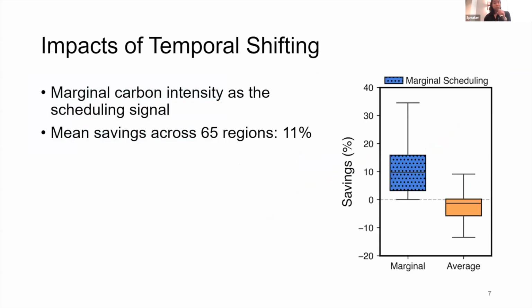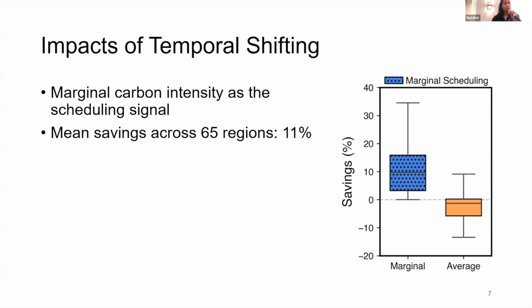Let's look into some results. The figure on the right shows when the marginal carbon intensity signal is the scheduling signal. When we use the marginal carbon intensity as a scheduling signal, the mean carbon savings across 65 regions is 11%. But from the perspective of the average carbon intensity signal, the mean savings are negative.